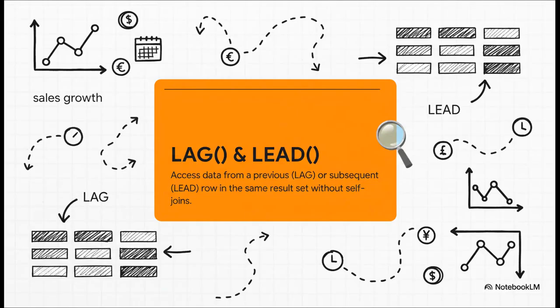And then you have LAG and LEAD. Oh, these are fantastic for any kind of time series analysis. LAG lets you peek at the data from the previous row, and LEAD lets you look at the next one. This is perfect for calculating things like month-over-month growth without having to do a complicated, messy self-join.